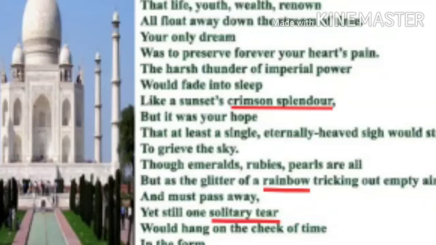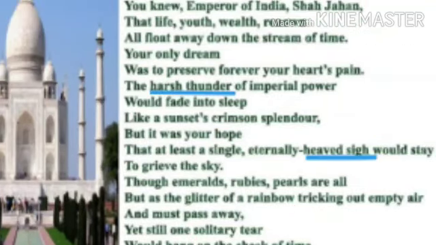Now, when you go through the 8th standard textbook, you may have learned the poem Taj Mahal, written by Rabindranath Tagore. In that poem, you can go through so many images. You can find it out. For example, visual image: crimson splendor, rainbow sign, solitary tears. All these are fine examples for visual image. Again, auditory image: harsh thunder, heaved sigh. All these are examples for auditory image.